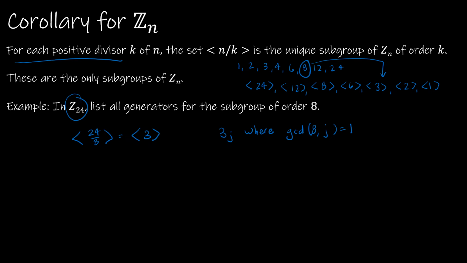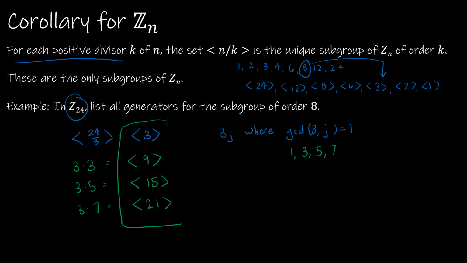So what values would that be? Well, 1 is relatively prime to 8, which is where we get this one. 3 is relatively prime to 8. 5 is relatively prime to 8, and 7 is relatively prime to 8. So if 3 is a generator, what are the other generators? The other generators would be 3 times 3, which would be 9, 3 times 5, which would be 15, 3 times 7, which would be 21. So these would be the generators of the subgroup of order 8.